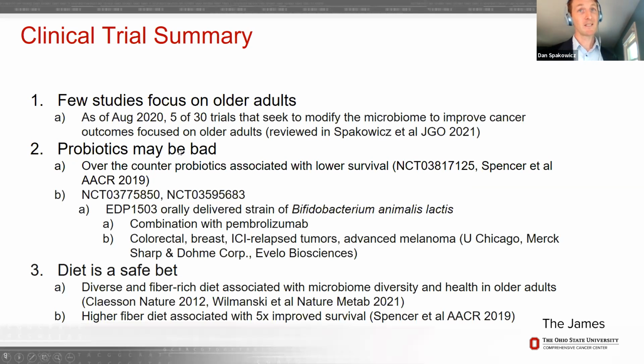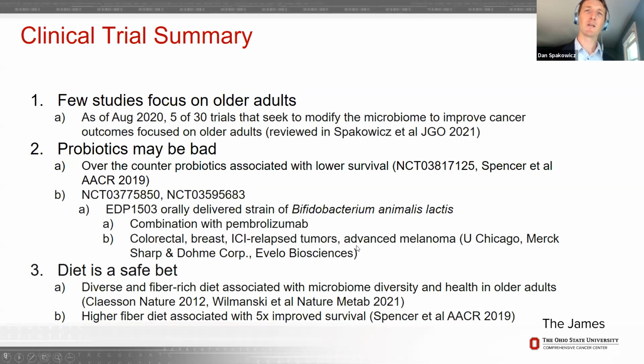Probiotics may be bad. This is something that I really want to emphasize here. This hasn't been published, but an abstract that came out last year at AACR showed, at least to the level of criticism of an abstract, that over-the-counter probiotics were associated with lower survival. However, there are 2 clinical trials going on right now giving a Bifidobacterium probiotic. We haven't seen any data from those yet, to my knowledge. But we'll see what happens.